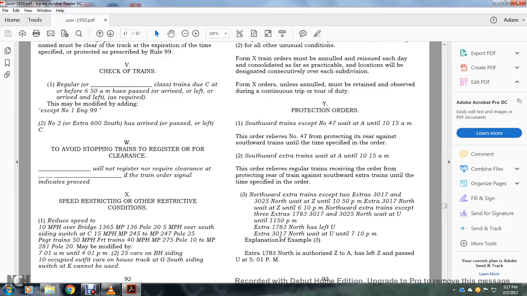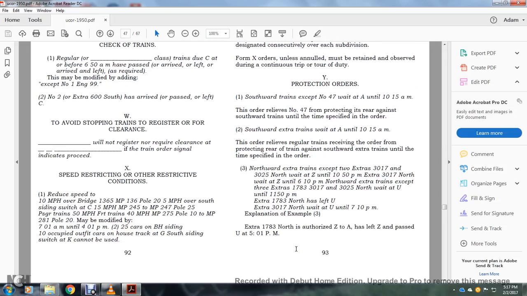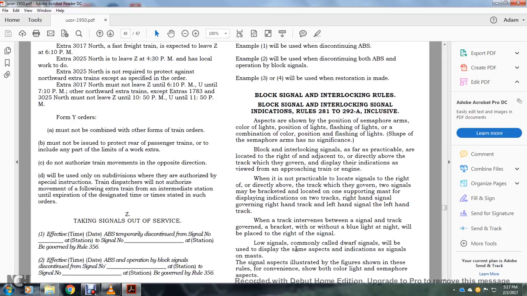Explanation of example 3. Extra 783 north is authorized Z to A, has left Z and passed U at 5:01 p.m. Extra 3017 north, a freight train, is expected to leave Z at 6:10 p.m. Extra 305 north is to leave Z at 4:30 p.m. with local work to do. Extra 3025 north is required to protect against the northward extra except as specified in the order. Extra 3017 north must not leave Z until 6:10 p.m. and must not leave U until 7:10 p.m.